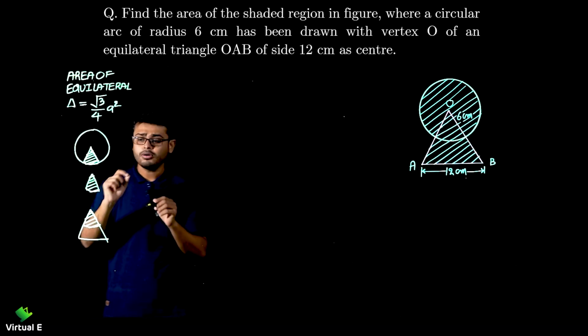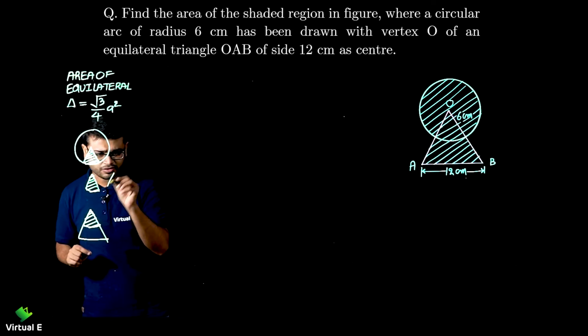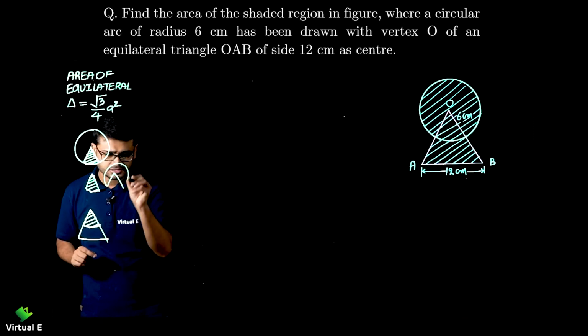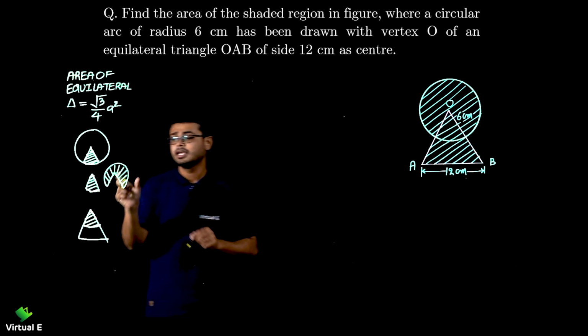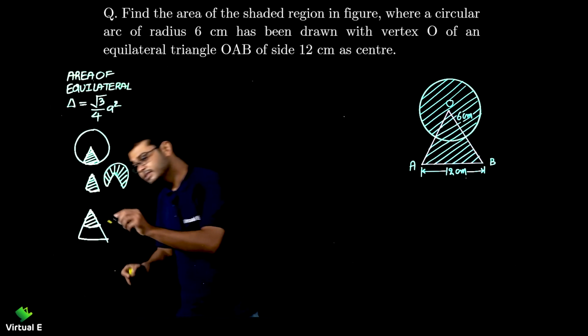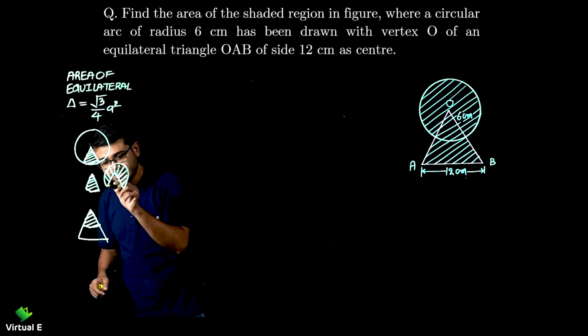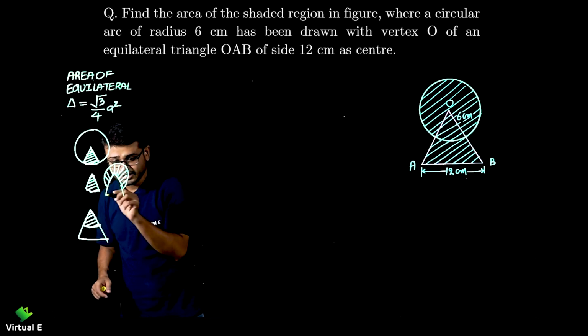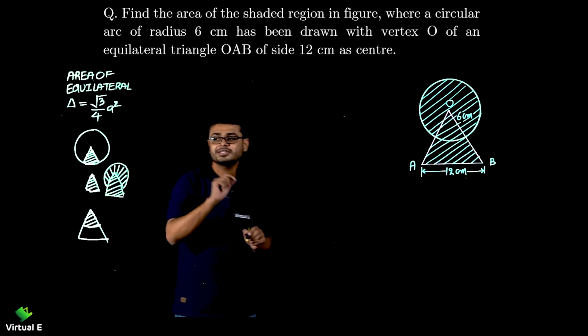So what will be the shape left of the circle? It will be something like this, right? So now you can see that this is the area that I need to take from this circle, and the same area, if I connect this equilateral triangle over here, I can see that this is the area of the shaded region. Understand, right?